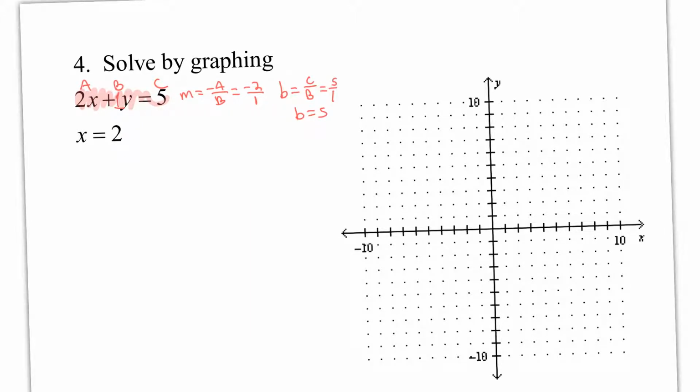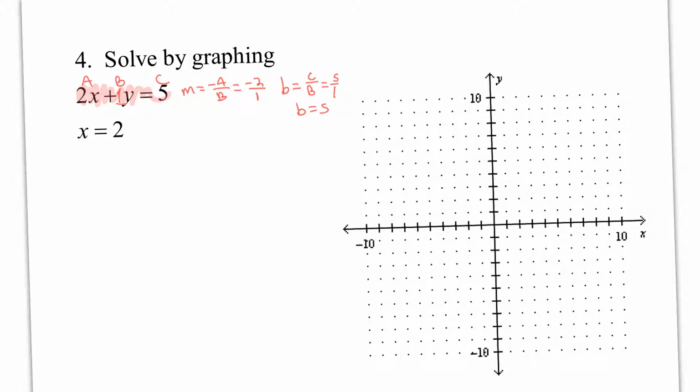So I go 1, 2, 3, 4, 5 is right here, and I make the point. Now I use the y-intercept, negative 2 over 1. That means I go down 2 and 1 to the right. So from the y-axis, or the y-intercept, 1, 2, 1 to the right. And I make my point right here.